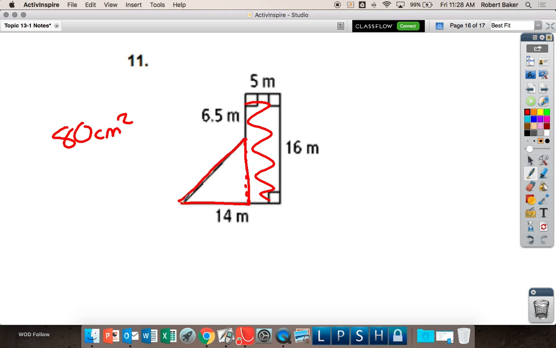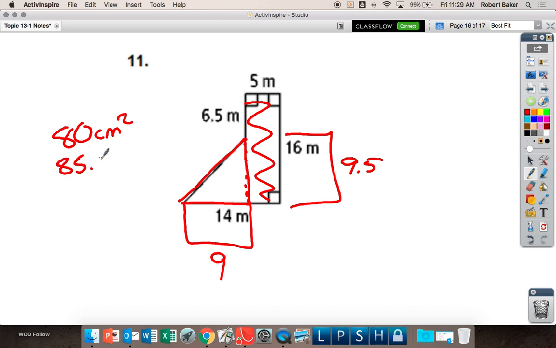So you take 6.5 away from 16 to find the height of the triangle. So from here to here is 9.5. And then you have to take 5 away from 14. 9. And then you do the base times height of 1.5. You get a 6. Okay, wait. Whoa. You lost me. Just make a new triangle. Or make your own shapes.